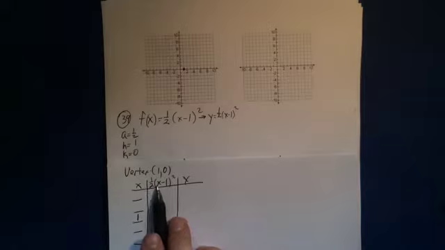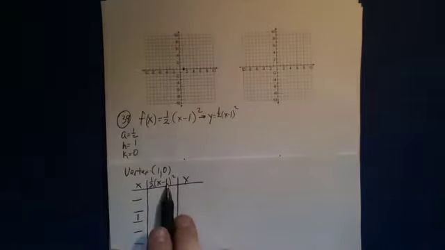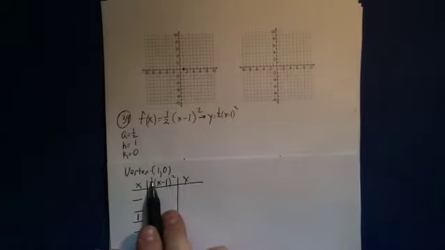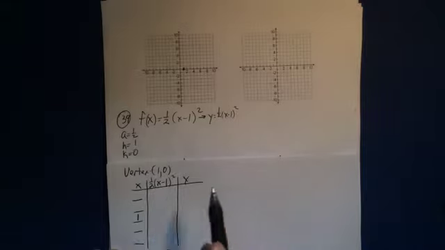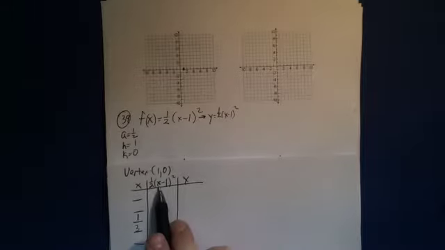For example, let's say I put 3 in. Or let's try 2. 2 minus 1 is 1. 1 squared is 1. Half of 1 is 1/2. 2 doesn't work. If I put 3 in, 3 minus 1 is 2. 2 squared is 4. Half of 4 is 2. That's a good one.